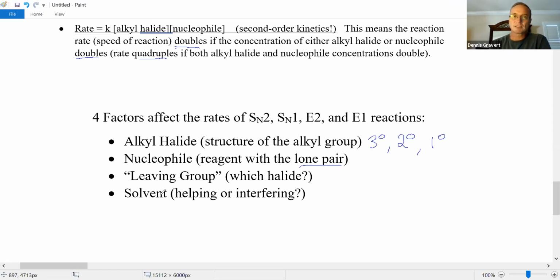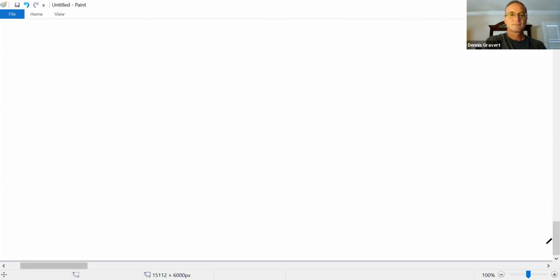And finally, there's a solvent involved. And then the solvent can either help speed up one of these reactions, or it can interfere and slow down one of those reactions. And knowing how these four factors influence the reaction rate will help us decide which of these four mechanisms will dominate, go the fastest, and actually produce the products, the major products. All right, that's what we're going to do for the rest of the video. Let's look at these four factors in turn, beginning with the effect of the alkyl halide. Top of the next page.